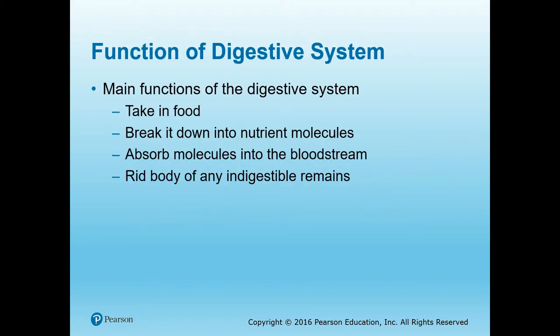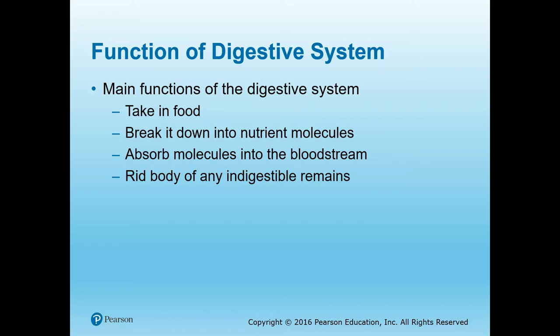So, main functions of the digestive system. These are pretty self-explanatory, kind of common sense. We take in food and break it down into nutrient molecules. Those molecules then absorb into the bloodstream. This is where we get a lot of our essential amino acids and essential vitamins.